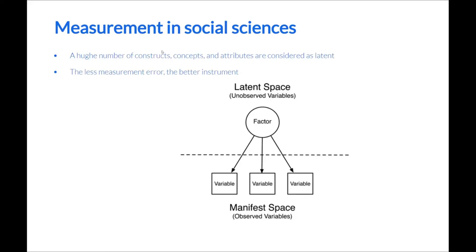Typically we observe them in a manifest way using indicators. That is the logic that we use in most surveys. When we ask people to answer some items, we are trying to observe some specific behavior that is an indicator of a latent issue, a latent concept. In that way, we need to construct better measures with less error. And if we have better measures with less error, we have better instruments.